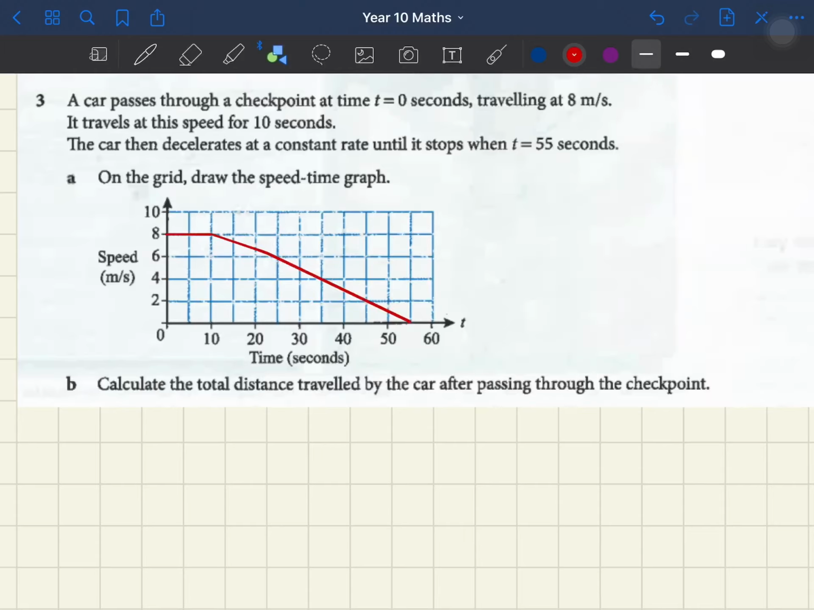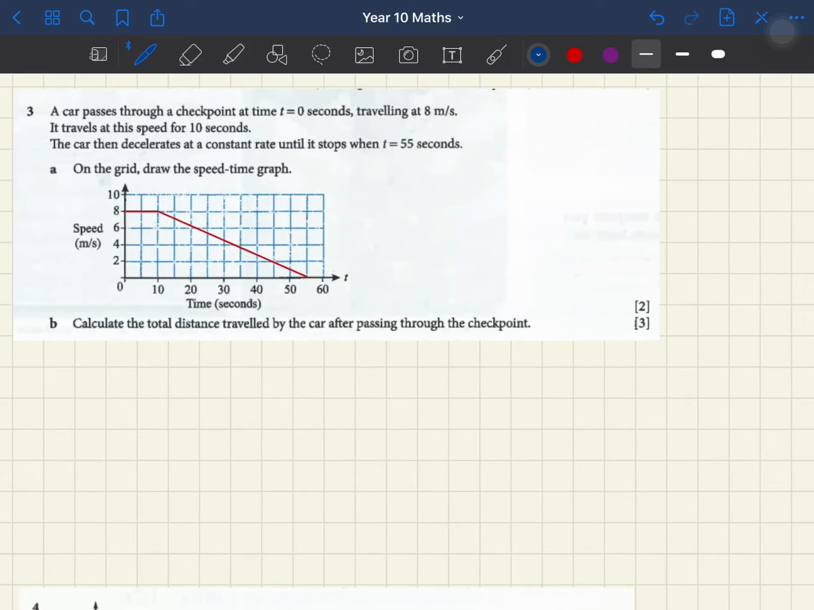So let's draw this graph. It has to be a straight line here. So first we travel at 8 meters per second for 10 seconds, and then we decelerate, so it means the speed is decreasing, until we stop at 55 seconds. Okay, so this is our speed-time graph, and now we have to calculate the total distance traveled by the car after passing through the checkpoint.